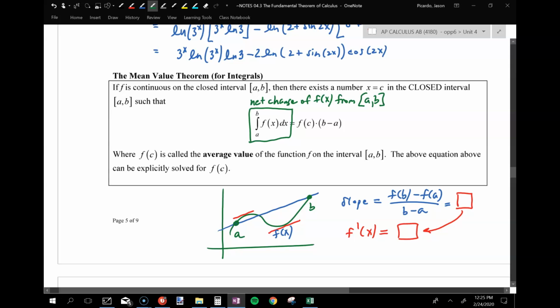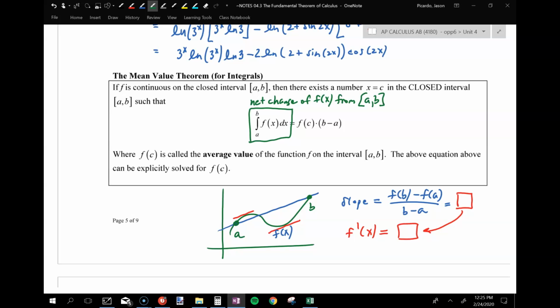Okay, now I'm going to ask you another question. When I say net change of f of x, what is that referring to? X's or y's? Well, f of x means what? Y values, right? So that represents the net change of the y values from a to b. Seem okay?